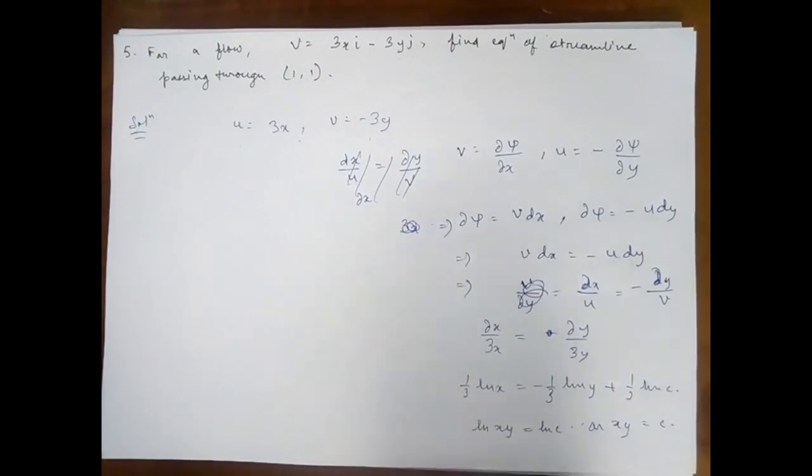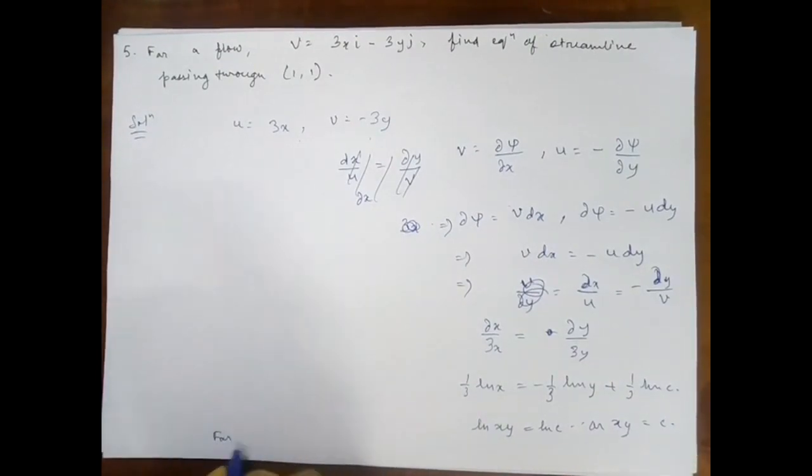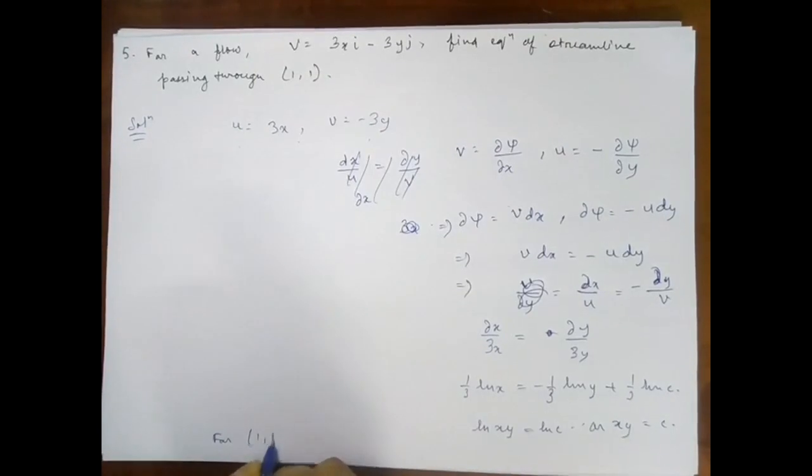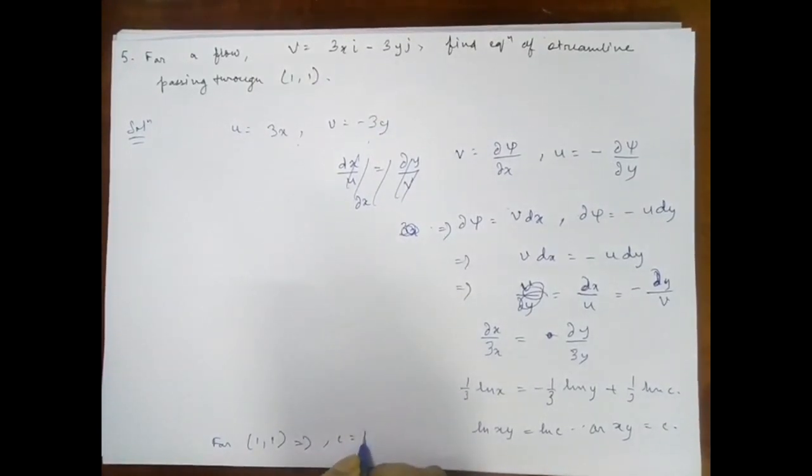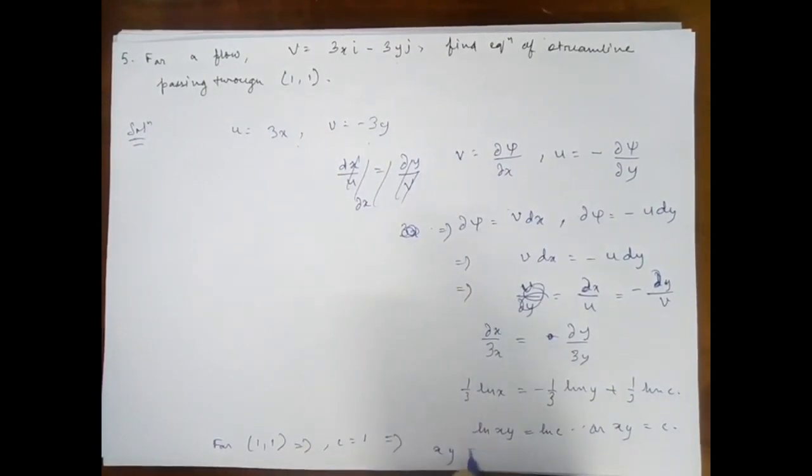So for streamline passing at 1, 1 and c is equal to 1, the equation xy stands out to be equal to 1.